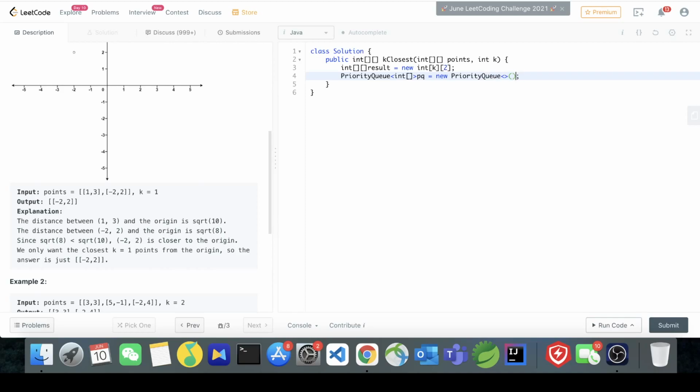First we create a priority queue, and then we set a comparator for this priority queue. We have to calculate the sum of square x and square y and then sort them in ascending order. So we will have to use a lambda function for this. Return a0 times a0 plus a1 times a1 minus b0 times b0 plus b1 times b1.